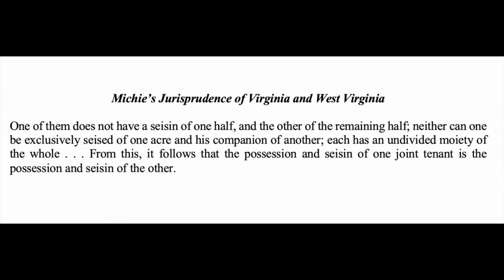Okay, one more preliminary point. Let's look at what happens to a joint tenancy. A joint tenancy is where 2 people own 100% of the property, as Michie's Jurisprudence of West Virginia and Virginia states: One of them does not have seisin of one half and the other of the remaining half. Neither can one be exclusively seized of 1 acre and his companion of another. Each has an undivided moiety of the whole. From this, it follows that the possession and seisin of one joint tenant is the possession and seisin of the other. So let's look at what happens by examining 3 different cases.